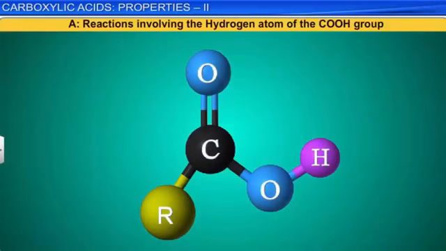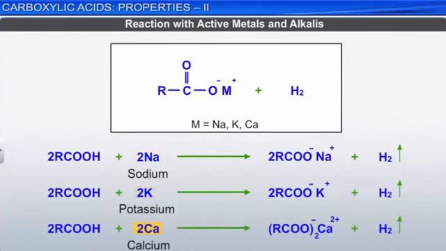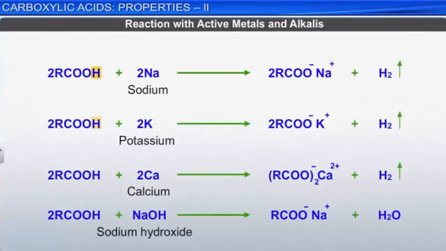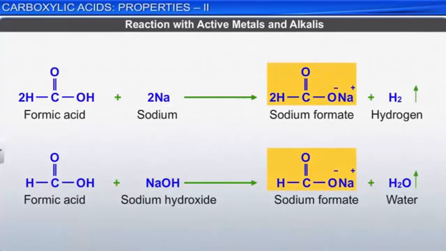Let us examine the reactions involving the hydrogen atom of the COOH group first. You already know that monocarboxylic acids evolve hydrogen with strongly electropositive metals such as sodium, potassium and calcium, and form salts with alkalis. This reaction essentially involves the hydrogen atom of the COOH group. The reaction of formic acid with sodium metal and sodium hydroxide is shown here. Note that although the salt, sodium formate, is formed in both the reactions, hydrogen gas is evolved only in the reaction with sodium.